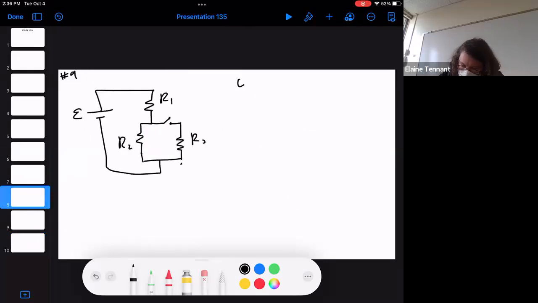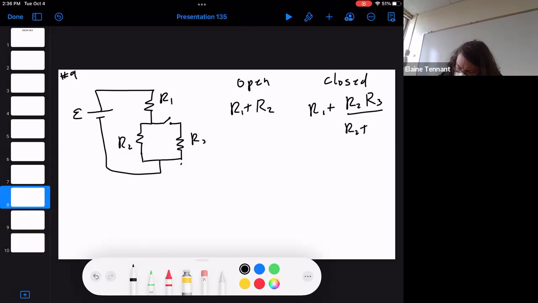So looking here, when this is open, my equivalent resistance is R1 plus R2. When it's closed, my equivalent resistance is R1 plus R2 R3 over R2 plus R3. Okay, which one's bigger? Any idea? Like stronger resistance.